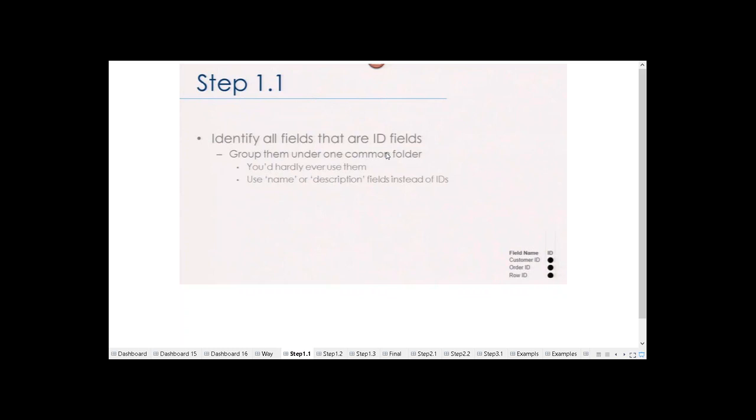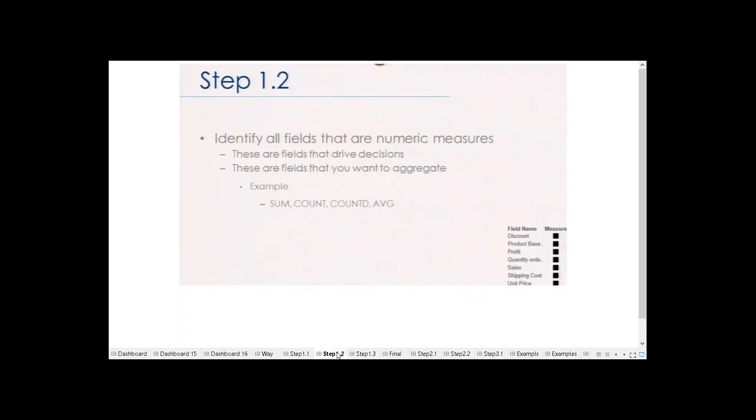After identifying the ID fields, the next important step is to identify the measures and set the default aggregation for all the measures. So basically, what are measures? Measures are the fields which will be used to drive our decisions. If we drag and drop any measure, Tableau will take the default aggregation. Let's say you have a measure called sales. If I drag and drop sales, Tableau will take the default aggregation as sum. But I want average in all my sheets.